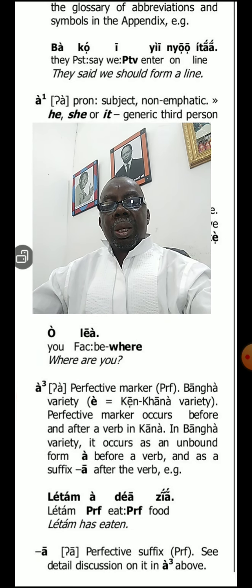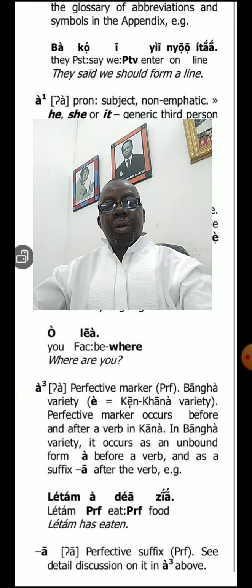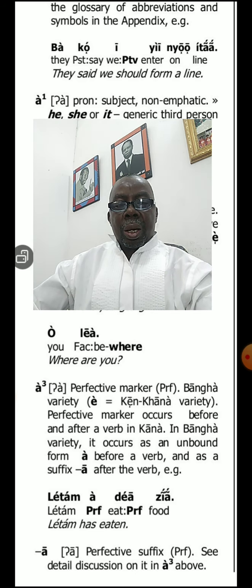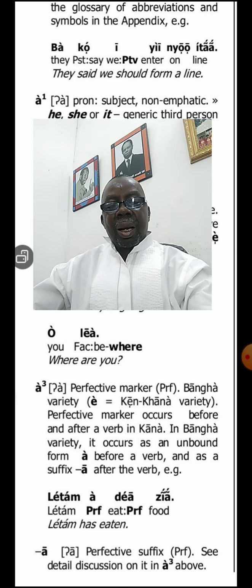So, ladies and gentlemen, now let us look at the next function of the letter A with a low tone. It functions as a perfective marker. In Kenkana, sometimes they use A. Now let us look at the sentence there: "Netam a dea zia." You now say the perfective marker A.